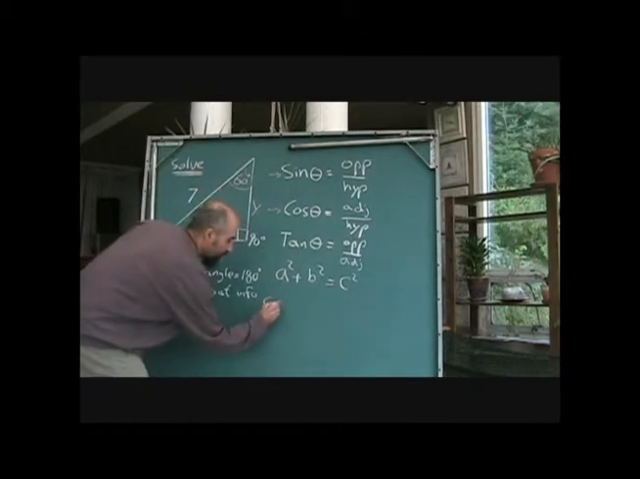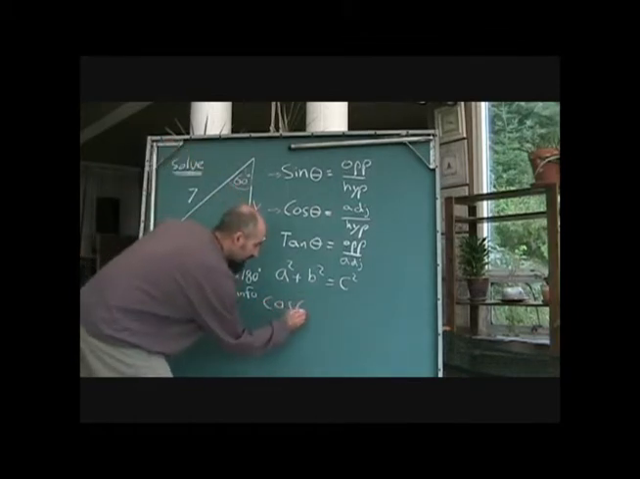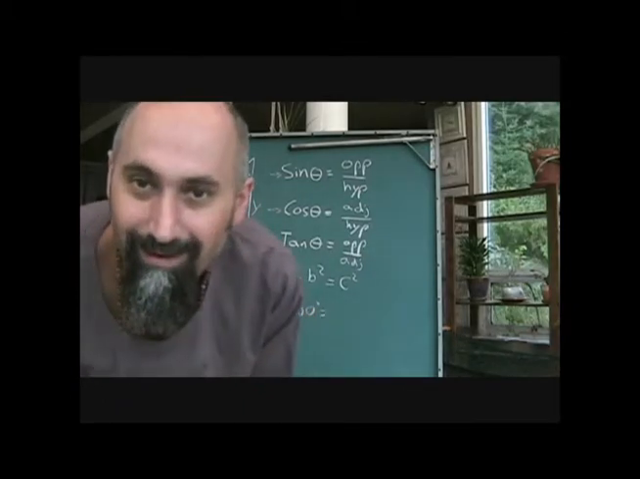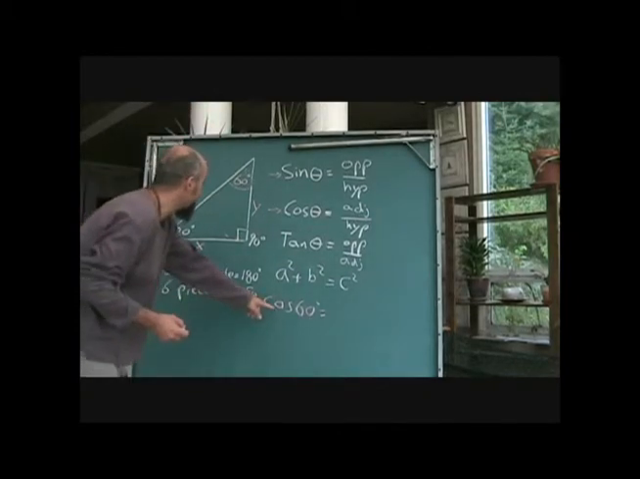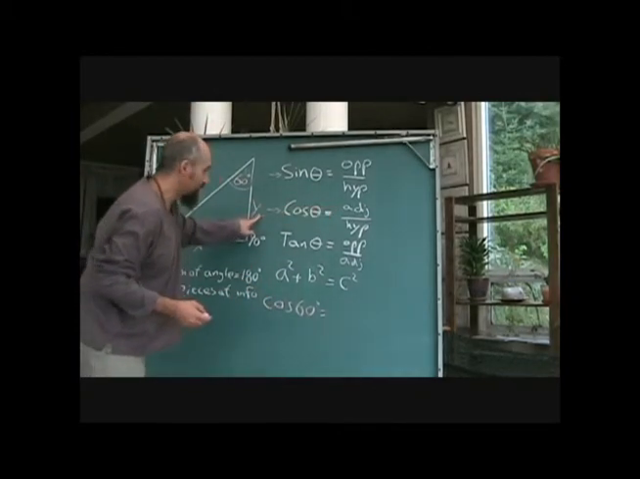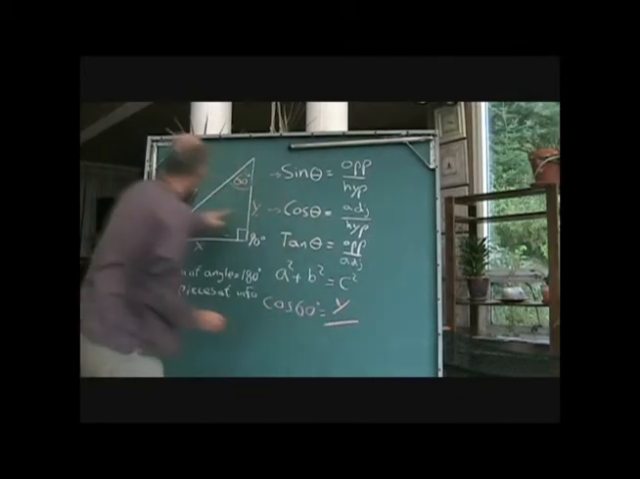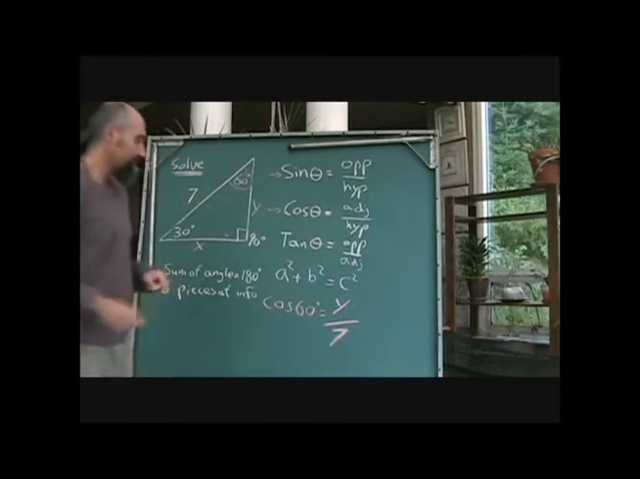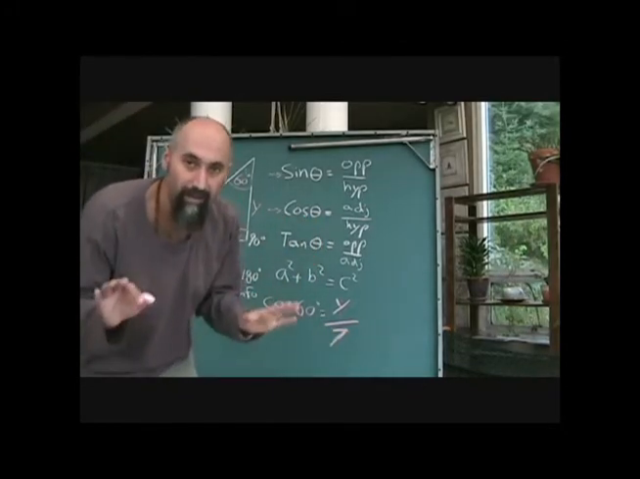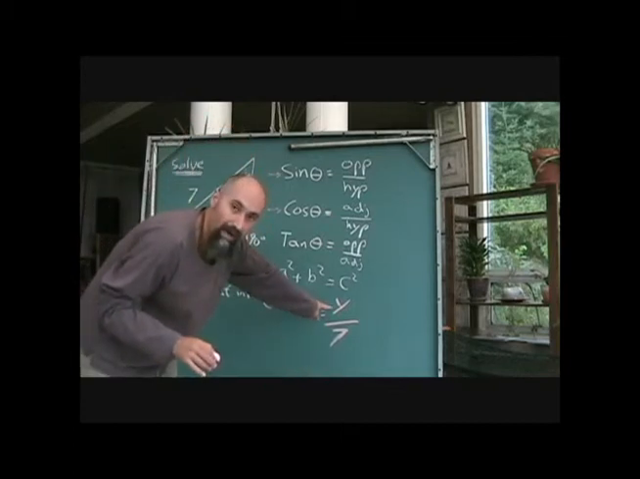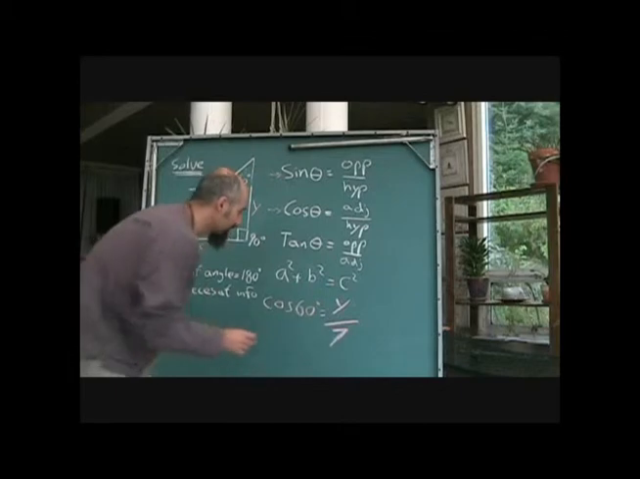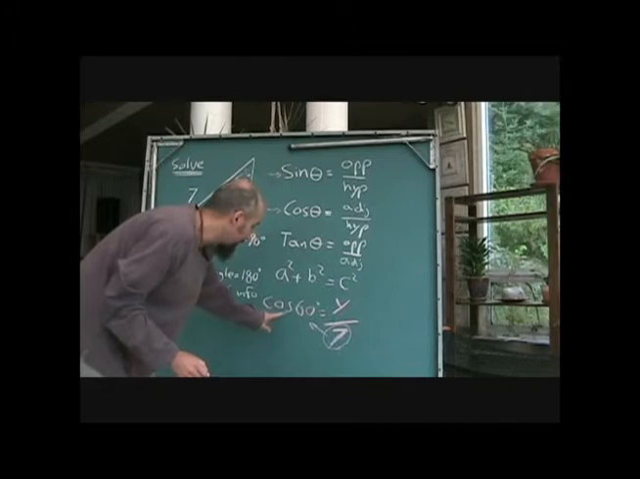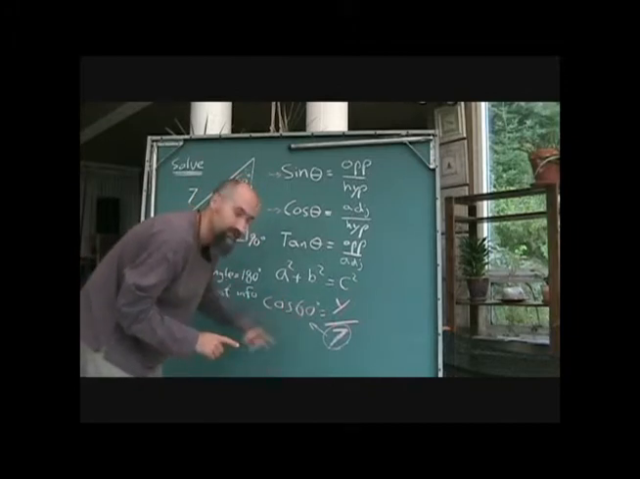So we're going to go cos of 60 degrees is equal to adjacent, which is y, over hypotenuse, which is 7. Can you see this? I hope so. The whole purpose right now is to get y by itself, and the way you do this is you cross multiply. Before you cross multiply, in your calculator you're going to punch in cos 60 degrees.